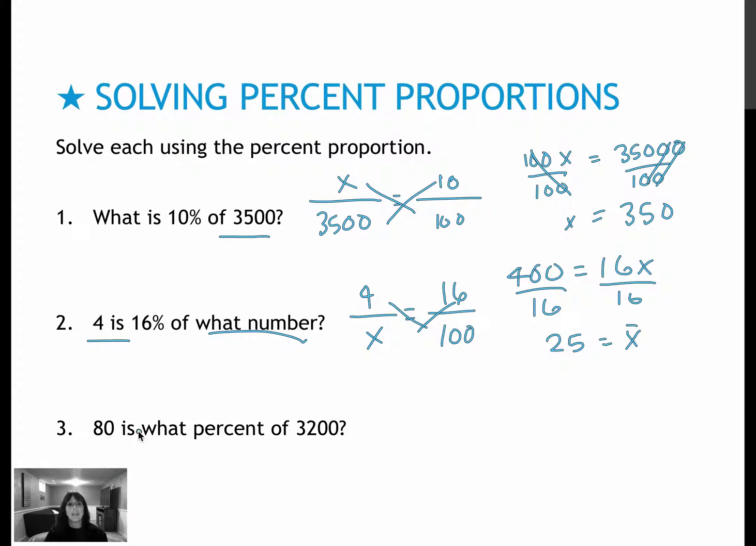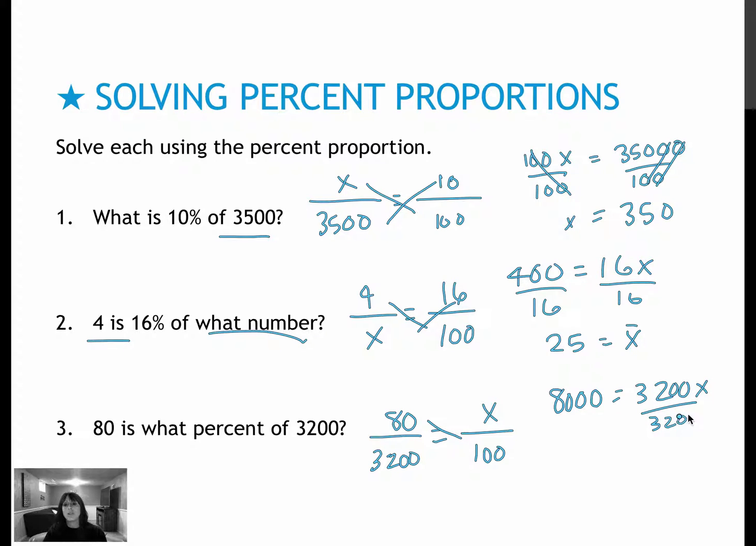And last one, 80 is what percent of 3,200? Is goes on top, 3,200 goes here. I have no idea what the percent is. That's what I'm trying to solve. And I would get 8,000 equals 3,200x. Dividing each side by 3,200, I end up with 2.5 equals x. Remember, this is what percent though, so it's 2.5%.